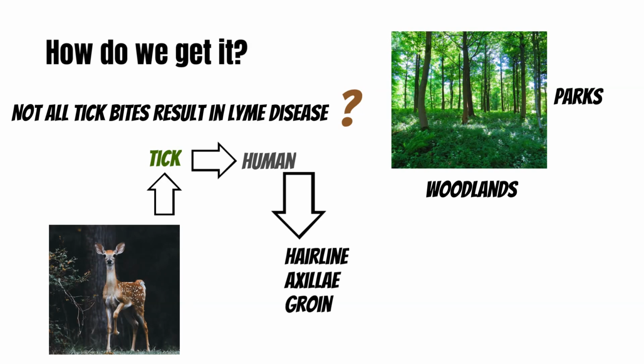Areas where they like to attach is the hairline, the axilla, so the armpits, or the groin areas, and most people don't even realize they've been bitten. So why is that the case? Is there pain? What's going on there? Do we scream when it bites us? Well, not really, because the tick injects a little bit of a local anesthetic, which causes some numbness, and then it gives you the bite. So you don't even feel it.